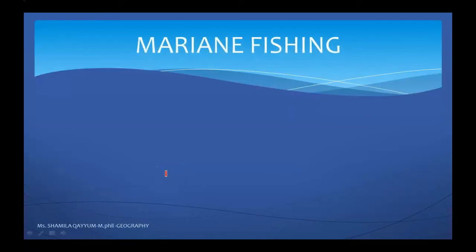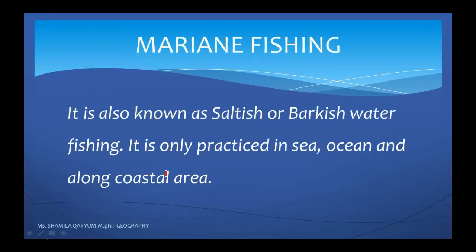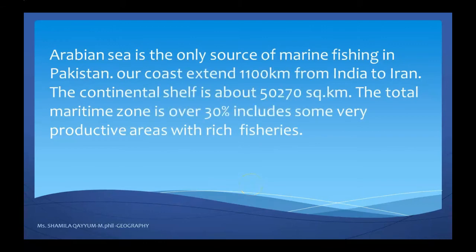Let's define marine fishing. Marine fishing is also known as saltish or brackish water fishing. It is only practiced in sea, ocean or along coastal area. In Pakistan, marine fishing is only practiced along the coastal area of the Arabian Sea, which is 1100 km long and adjacent to Iran in the west and India in the east. The continental shelf is about 5270 square kilometers and the total maritime zone is over 30% and includes some very productive areas with rich fisheries.